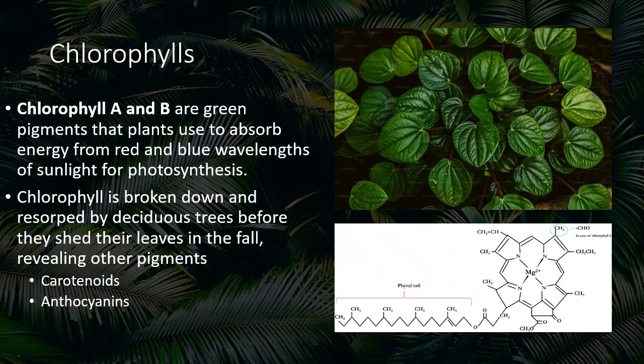As green pigments, they mostly reflect green light back to your eye, which is why we perceive most plants as green. Because they reflect green light, they don't absorb green light well. They absorb energy from other wavelengths, mostly from the red and blue wavelengths, and they use those for photosynthesis.